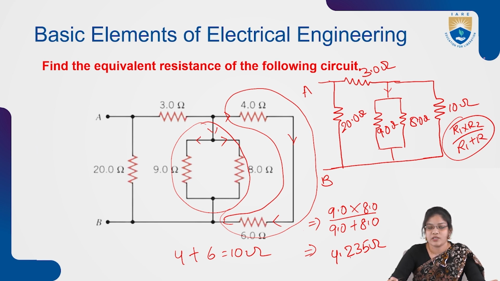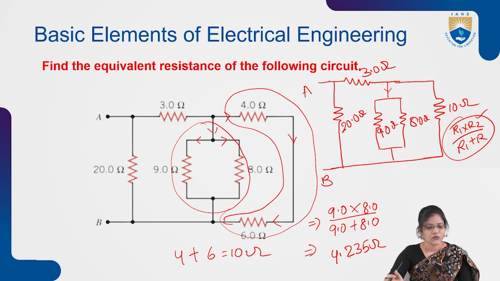If there are two resistances or two elements connected in parallel, we need to use the formula R1 into R2 by R1 plus R2. If there are n number of resistors connected in parallel, we need to use 1 by R equivalent equals 1 by R1 plus 1 by R2 plus 1 by R3 and so on till Rn. So if there is a combination, first we have to reduce the parallel. Depending upon the network reduction, we can take parallel or series till we are getting the final resistance value. So in this way, we need to calculate the resistances.